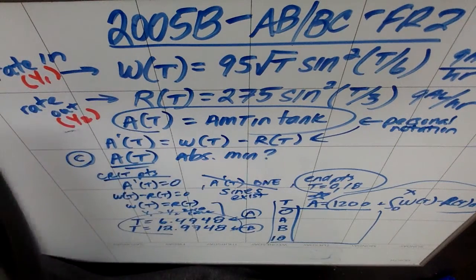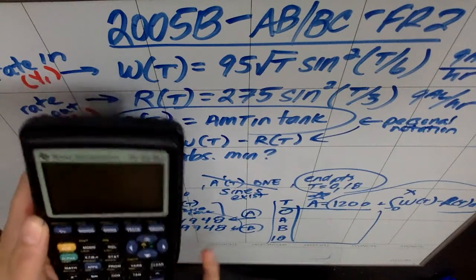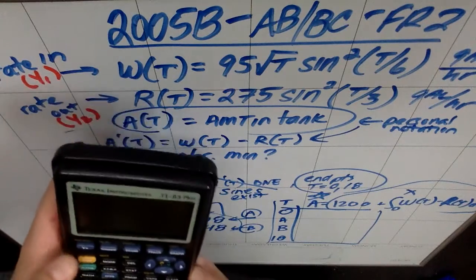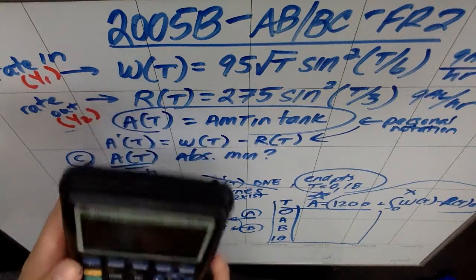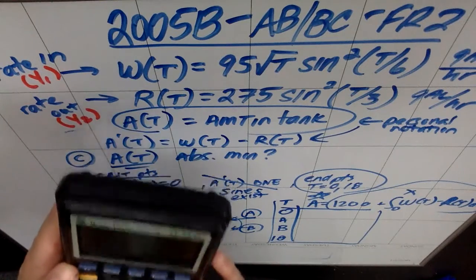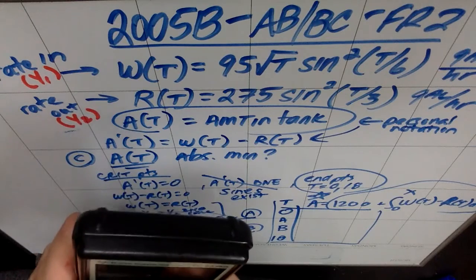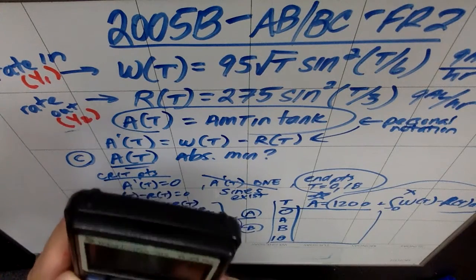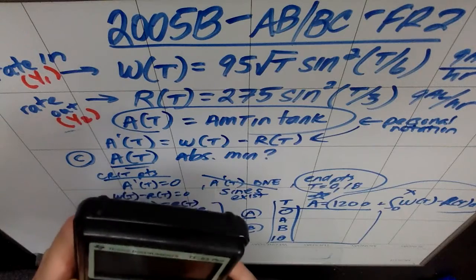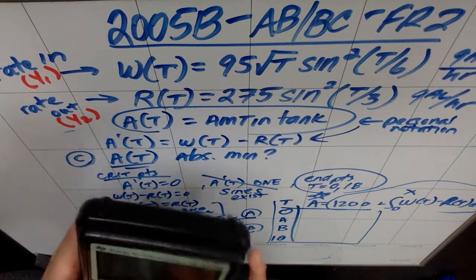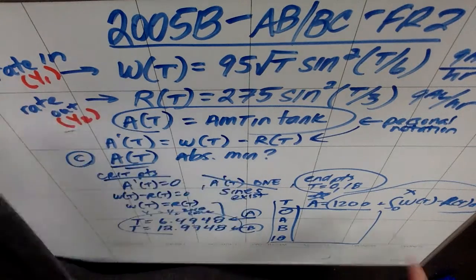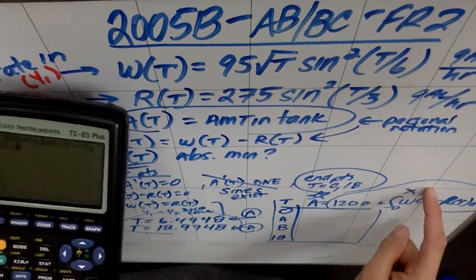I stole it from the AP. I was lazy. Let me fix it. So if I do 1,200 plus math 9, I go to vars, I go to function, y1 minus vars function y2, comma, with respect to x. So the only difference is going to be what number I'm putting in here, right?